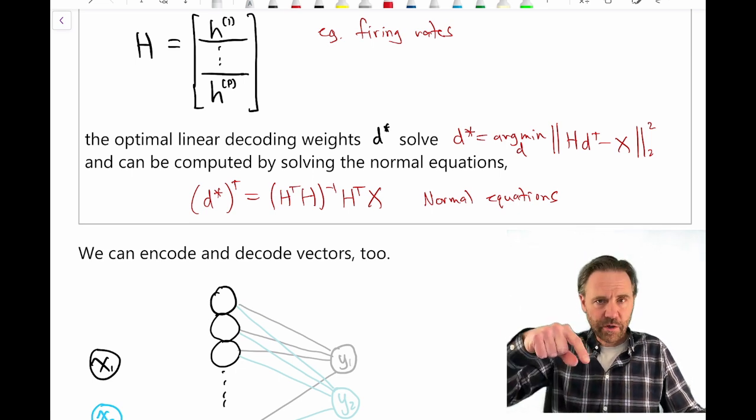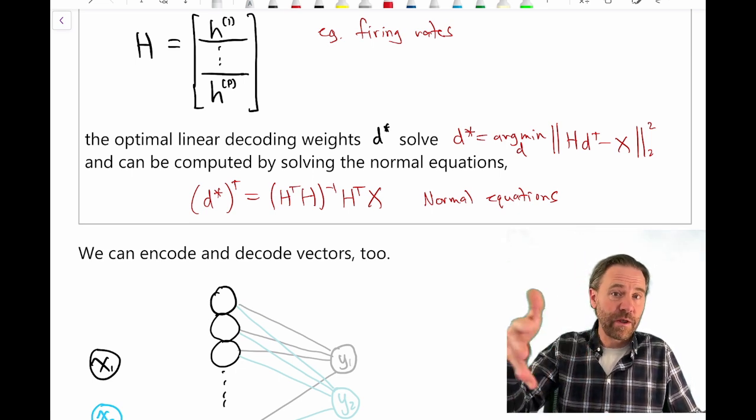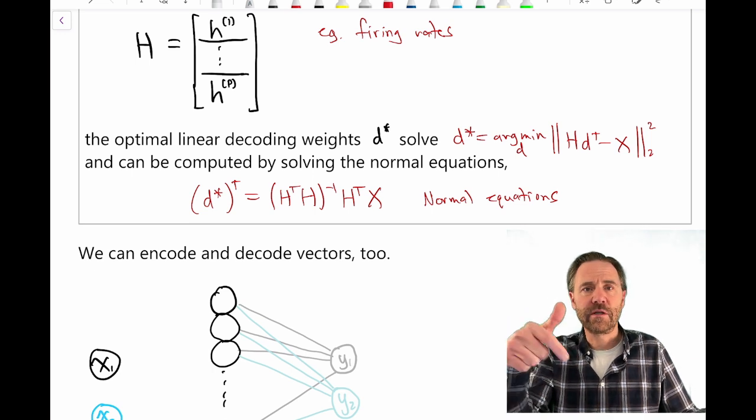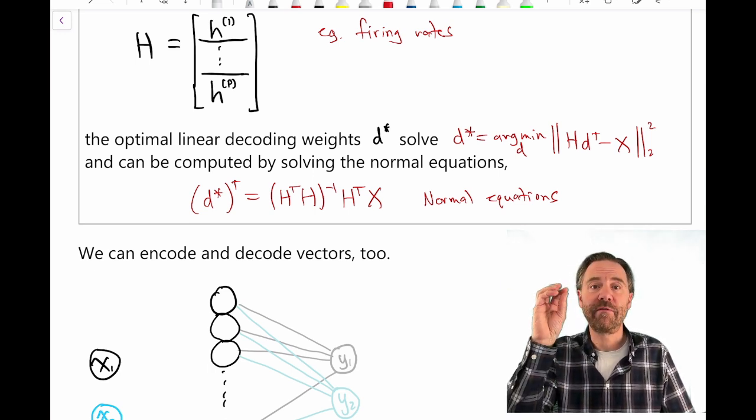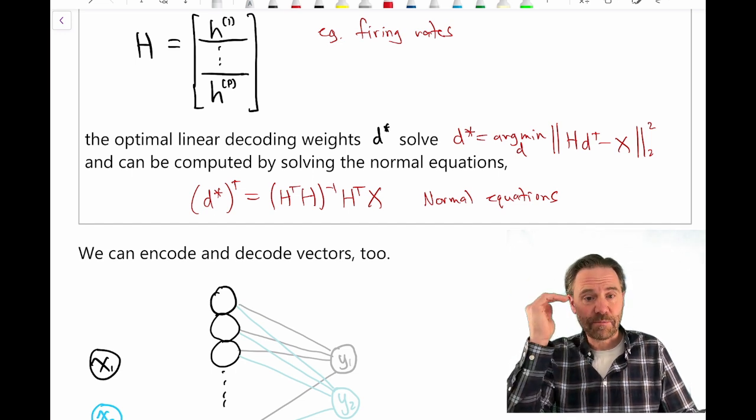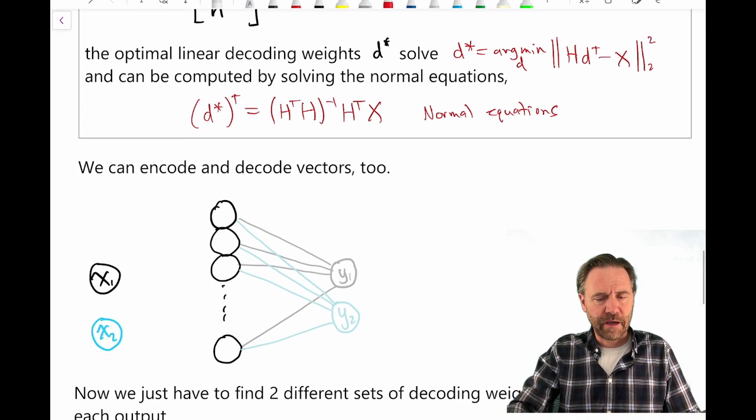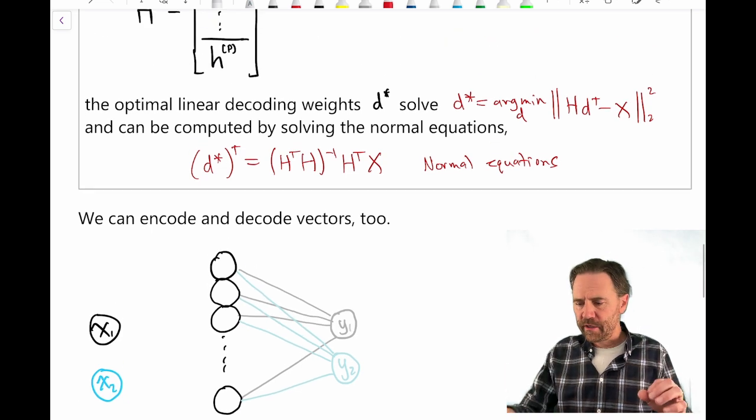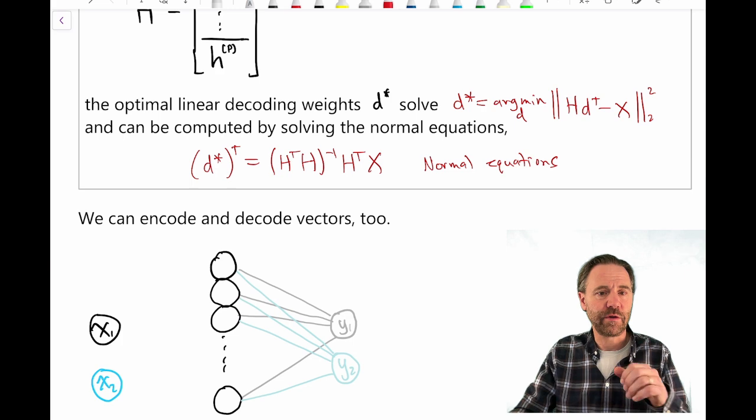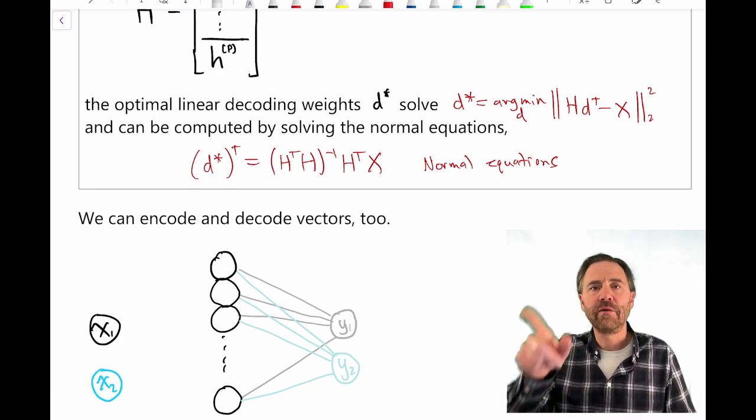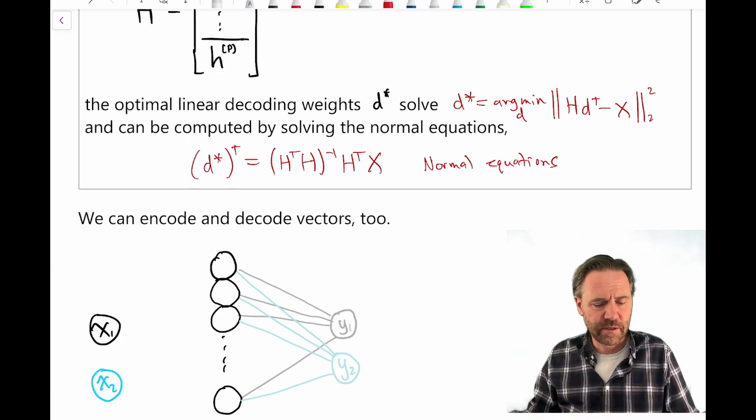So now we know how to encode, well, if we encode information into a population of neurons, we know how to train the optimal linear decoders to decode the value that was encoded. Turns out there's nothing really special about what we encoded. We can encode nonlinear functions of what was encoded. We can also encode, I'll get to that in a minute, we can also encode vectors.